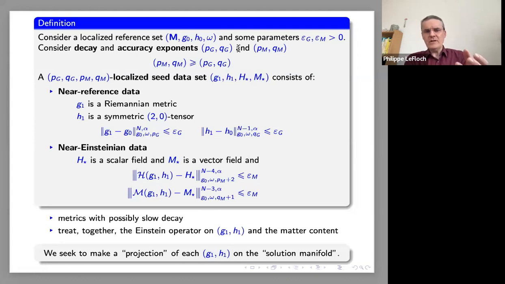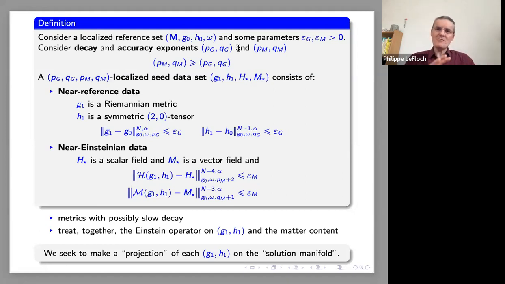Everything is scaled in a good way, since, for instance, this H is a second order operator, I found it convenient to call it p_m plus 2 for the decay exponent. And curl M is a first order operator, so I'm writing q_m plus 1.